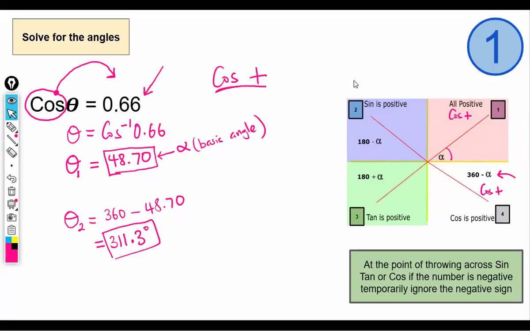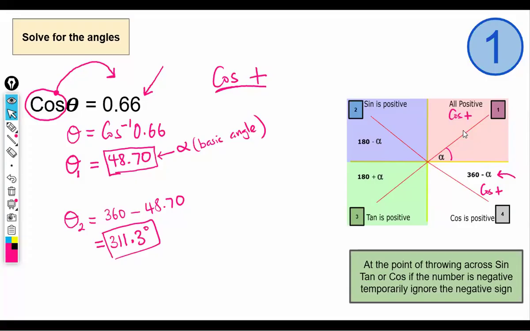Another word for the basic angle is the principal angle. So some people call it the basic angle, some people call it the principal angle. Let's just call it alpha to keep it short, or we could just call it the first answer. Keep it simple and we'll get technical terms down afterwards.